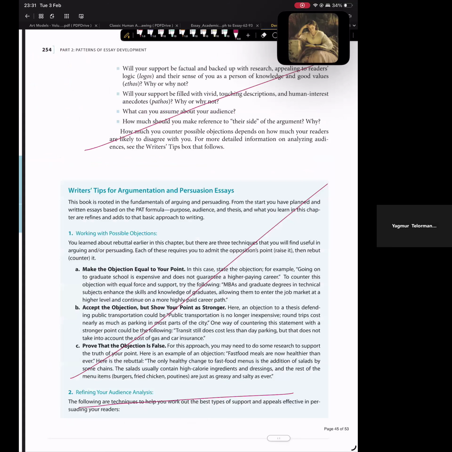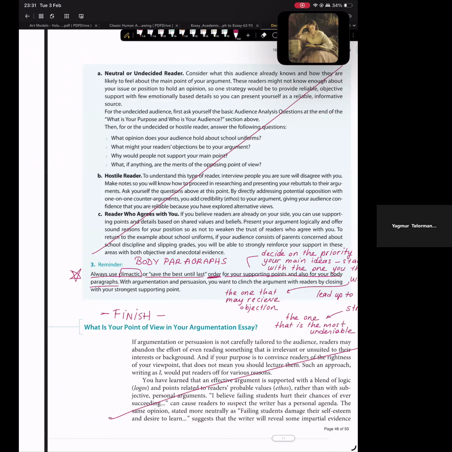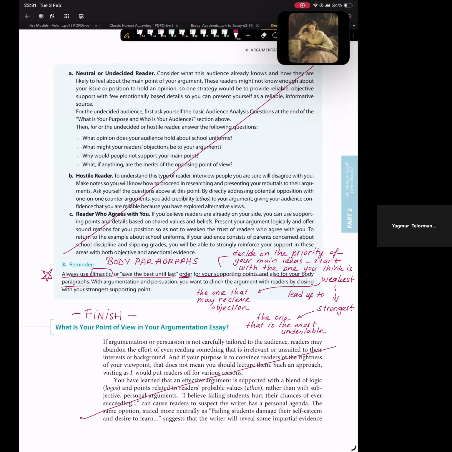Okay, and body paragraphs. According to this book, if you use climactic order or save the best until last order for your supporting points and also for your body paragraphs, it would benefit you. It would make your argument stronger. So try to decide on the priority of your main ideas. Okay, start with the one you think is weakest and lead up to the strongest.